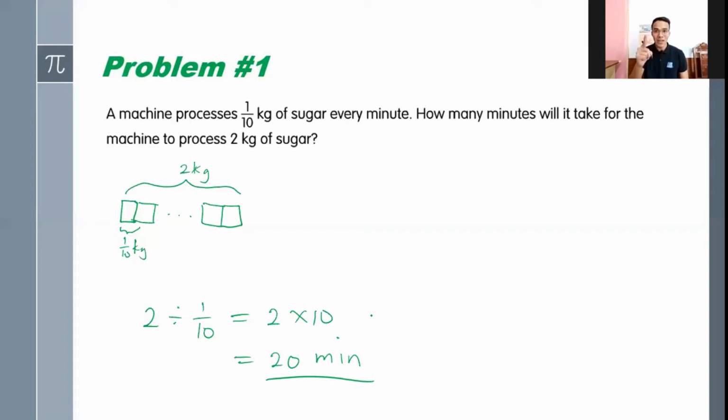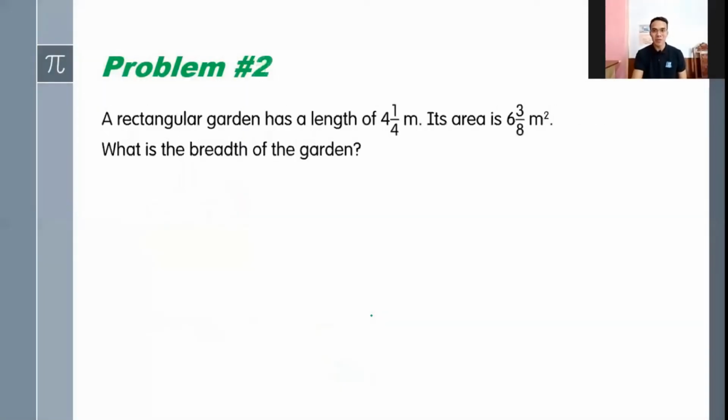And don't forget to check whether your answer is correct or not, whether your answer is reasonable or makes sense. Problem number 2. A rectangular garden has a length of 4 1/4 meters. Its area is 6 3/8 meters squared. What is the breadth or the width of the garden?